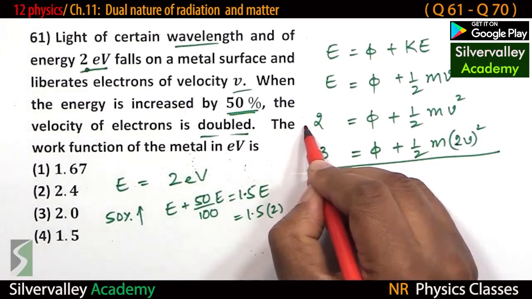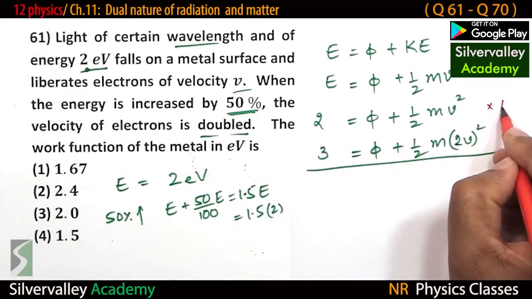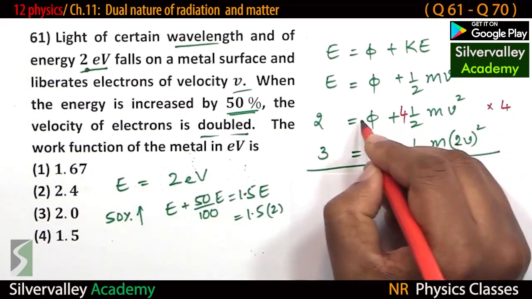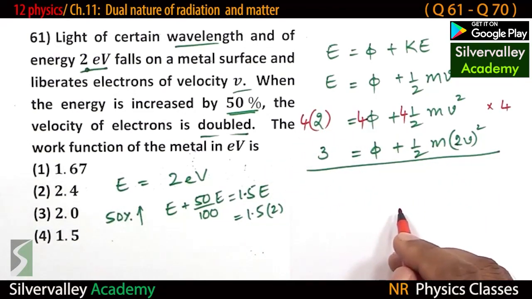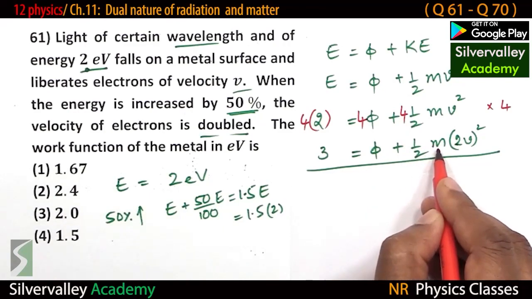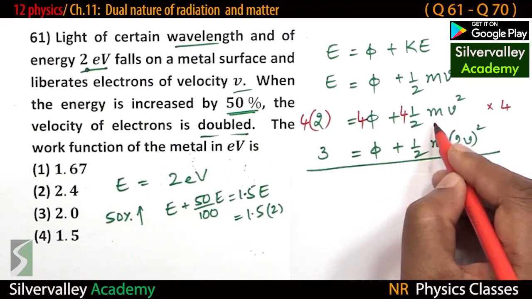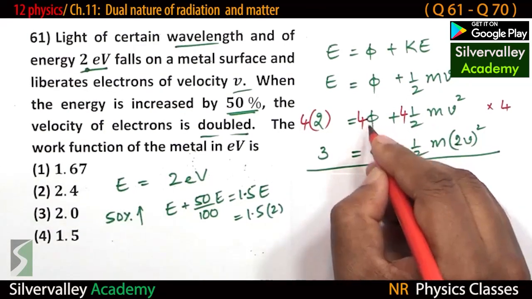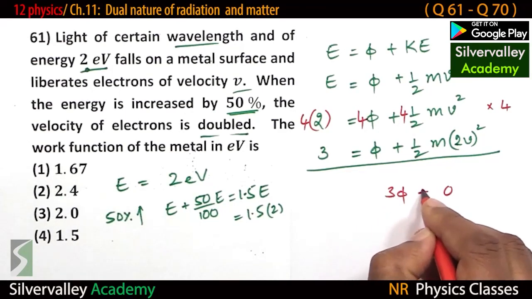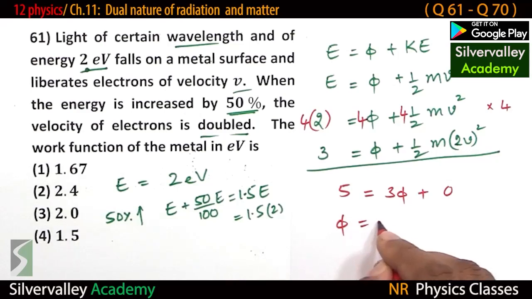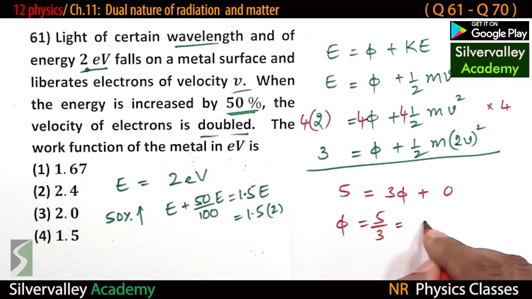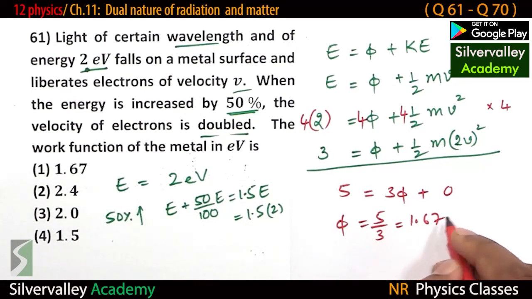Therefore multiply this throughout by 4. So it is 4, 4, 4. Now observe this and this. These two are same. This minus this is 0. This minus this, 3, 5. This minus this, 5. Therefore phi equal to 5 by 3, which is 1.67.